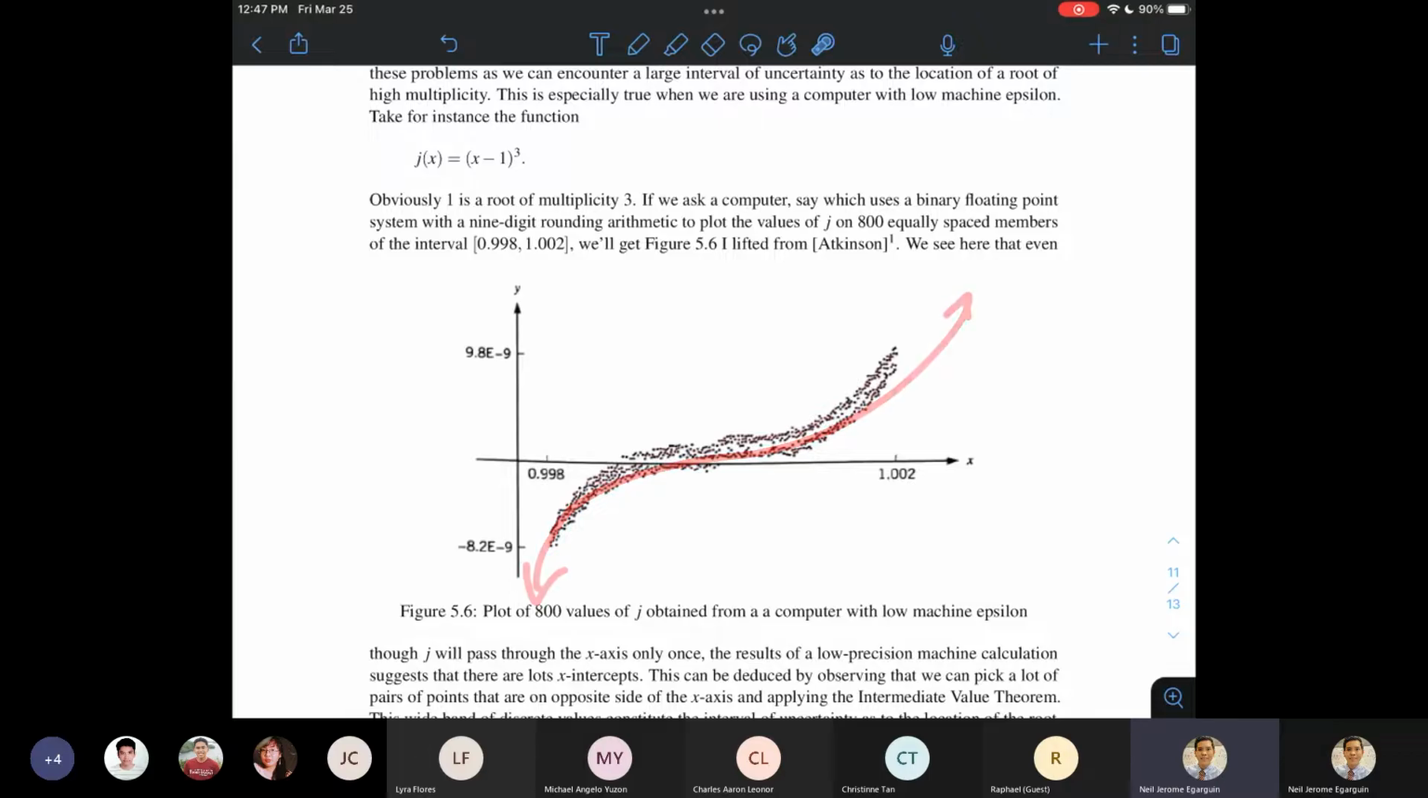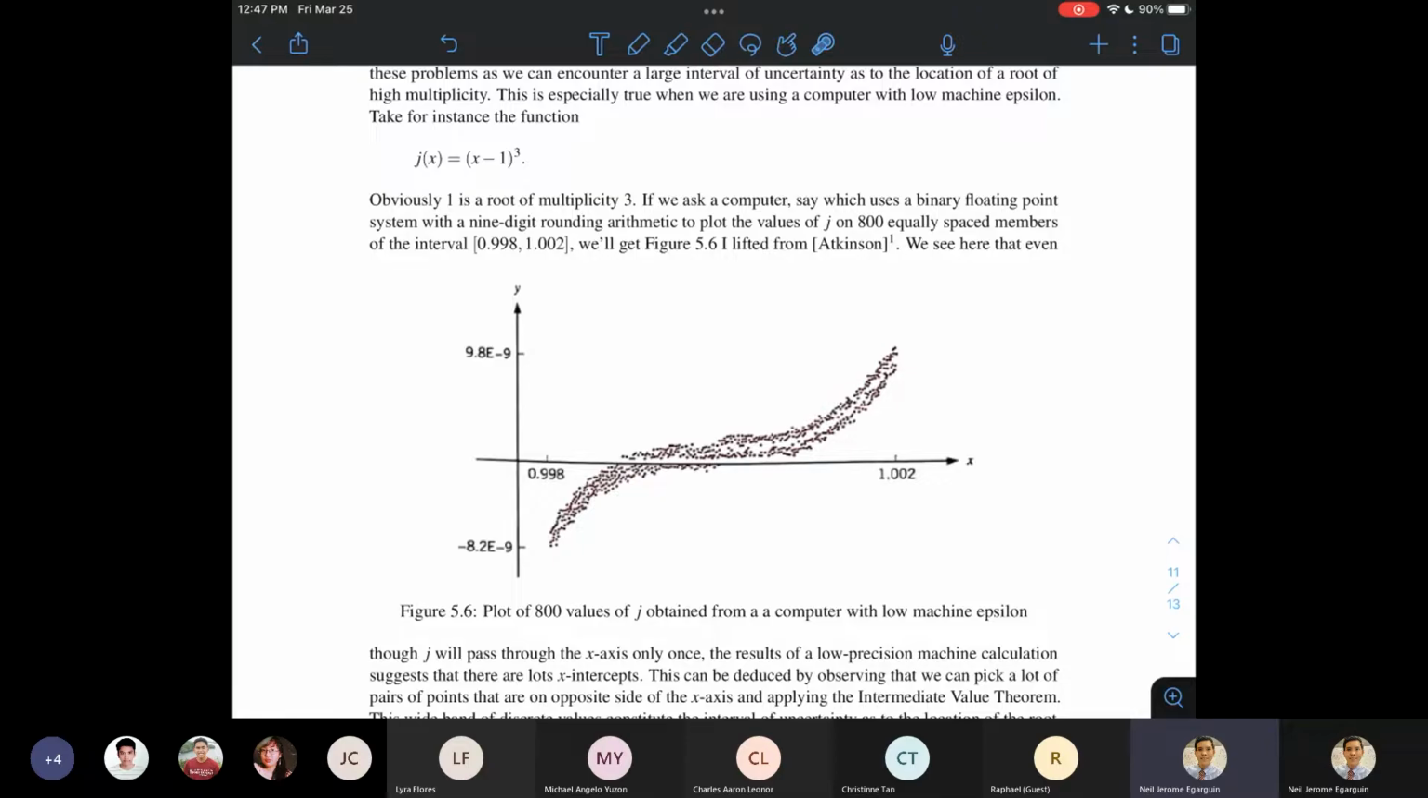Ganyan yung graph niyan. Pero sila nagko-compute ng napakaraming function values. Well, if you do the calculations for the function values of J in a very primitive machine, say a machine that has a binary floating point representation with a 9-digit rounding arithmetic. So pag ipapaplot ko si J over the interval 0.998 to 1.002, ang gagawin ng computer na to, magko-compute siya, say, ng 800 equally spaced points over this interval, which is dense enough, okay? Tapos yun yung ipa-plot niya.